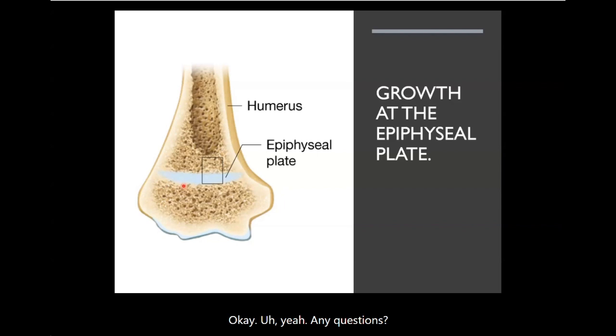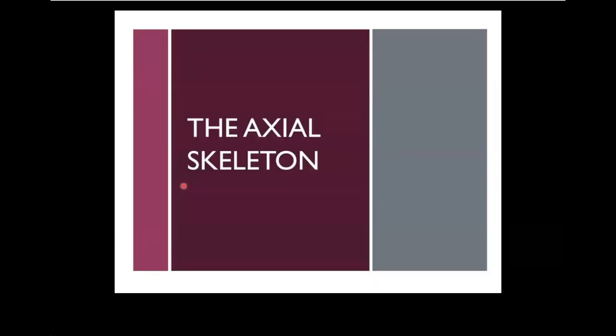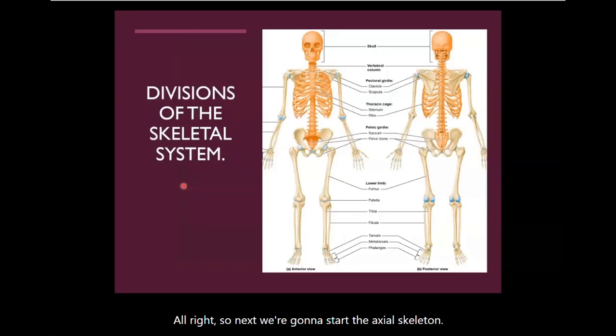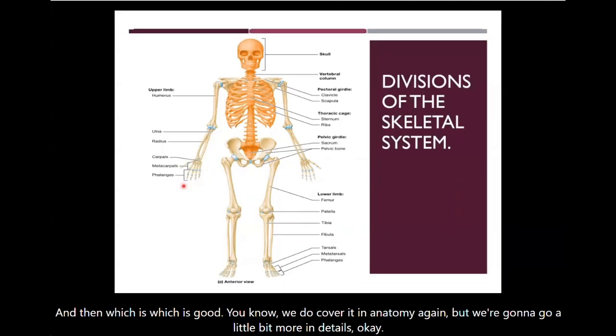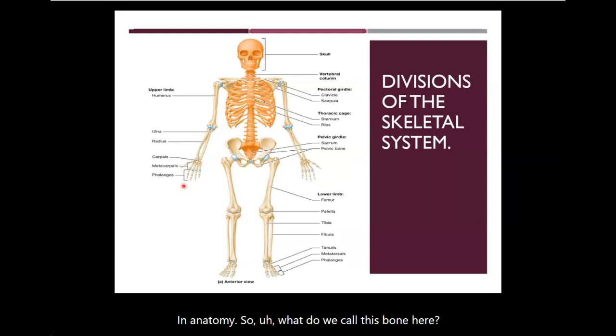Any questions? All right, so next we're going to start the exoskeleton. And what we're going to see in the first two slides is literally just a review of the bones that we had to learn for Bio 5, which is good. We do cover it in anatomy again, but we're going to go into a little bit more detail in anatomy, okay?